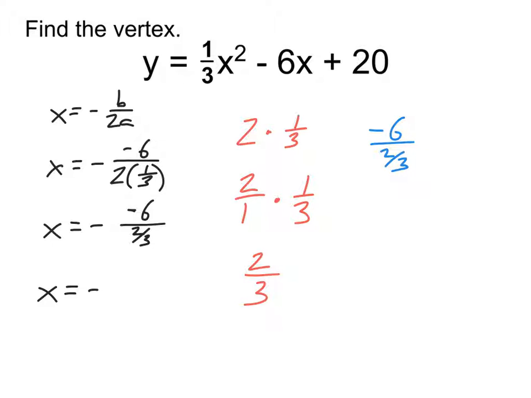Well, and if this gives you trouble, again, a little bit of a refresher here. Remember that a fraction is the same thing as division. And so I could rewrite this as negative 6 divided by 2/3. And if I'm going to do that, again, I can turn the negative 6 into a fraction, so negative 6 over 1.